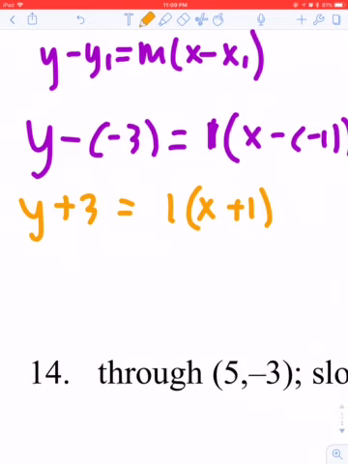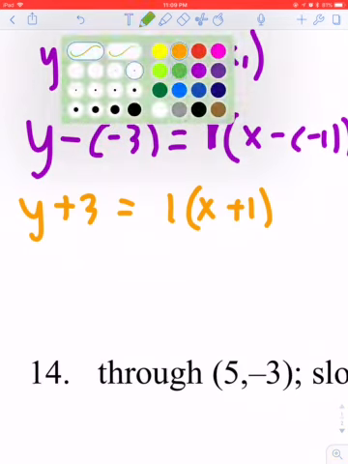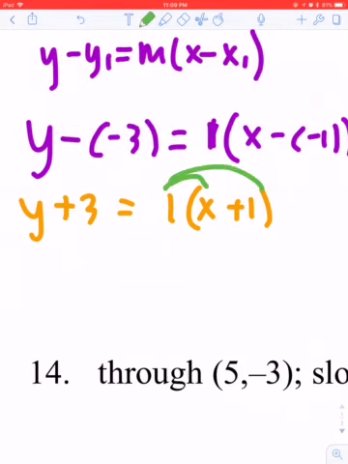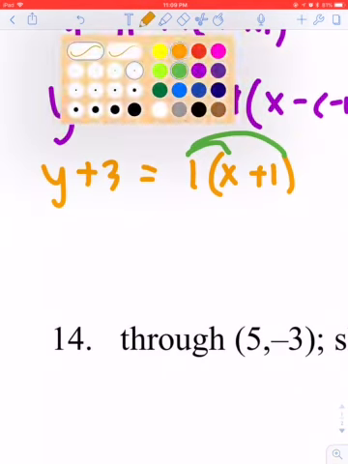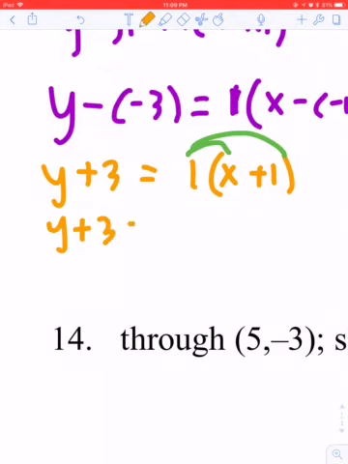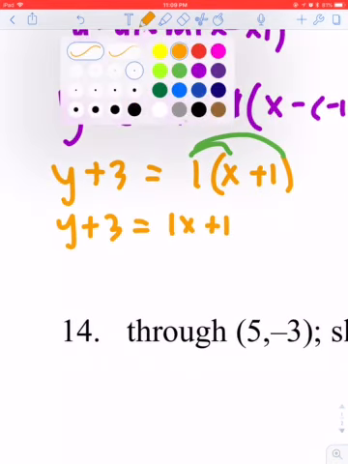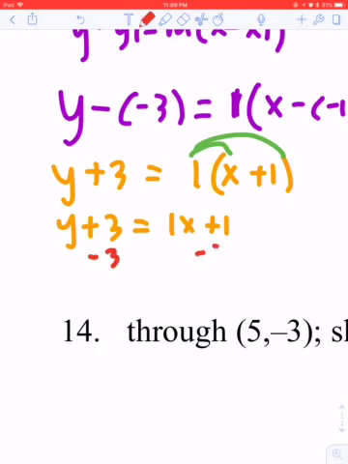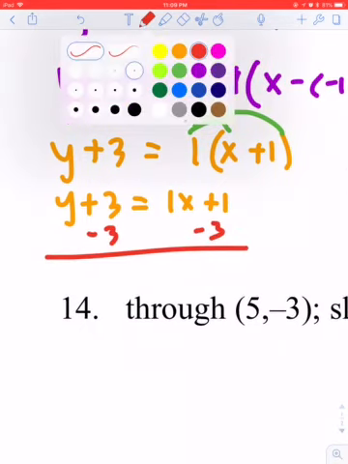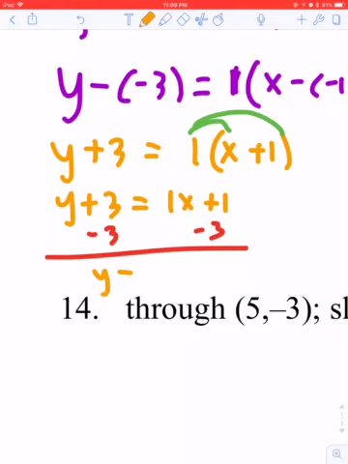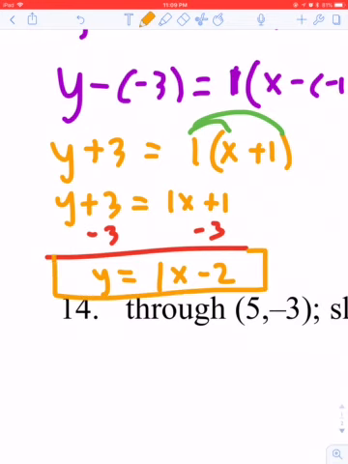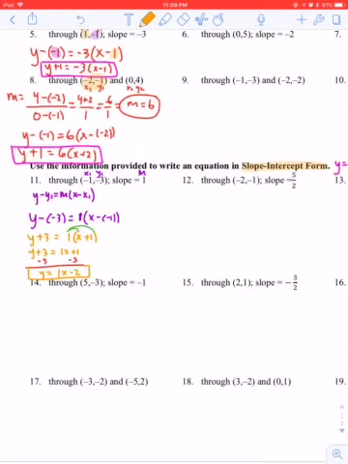So first thing I'm going to do, I'm going to distribute the right side. So I get y plus 3 is equal to 1x plus 1. And then the last thing you have to do, make y by itself. So I'm going to subtract 3 from both sides. So my answer is y equals 1x minus 2. 1 minus 3 is negative 2. So that's your answer right there. It's just a little bit more steps, but it's pretty much exactly the same as what you've done up there.